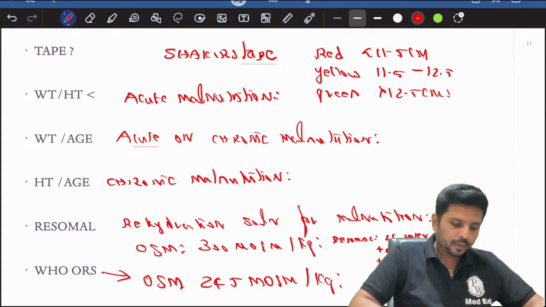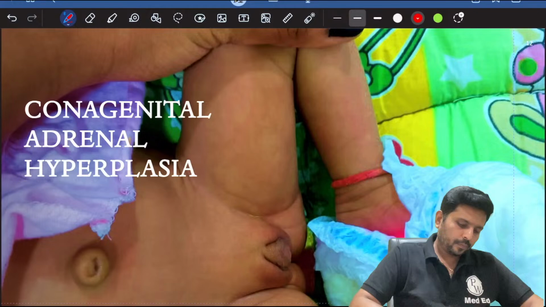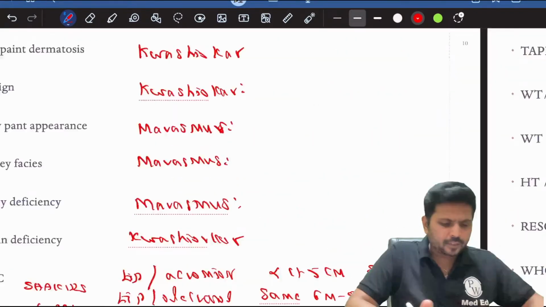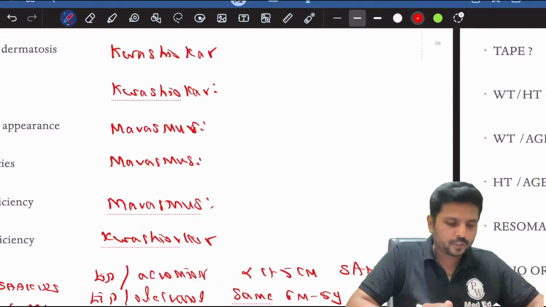Right? Why this is okay. Acute on chronic malnutrition, vitamins over.